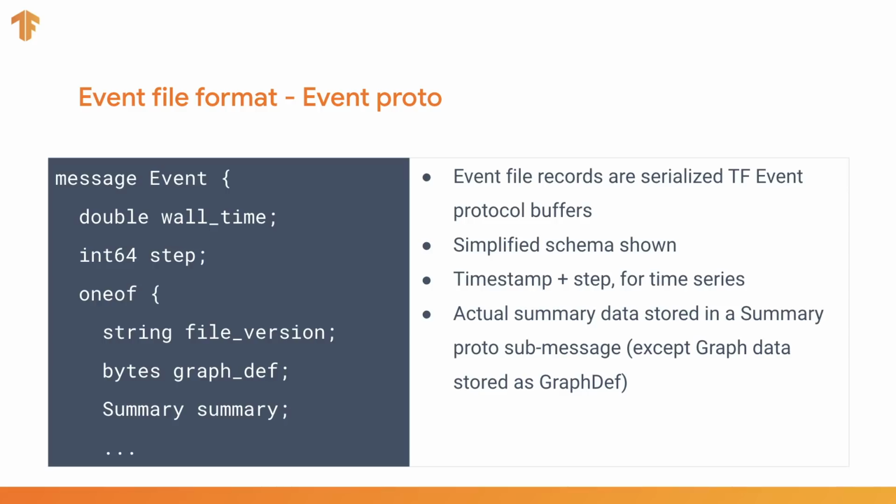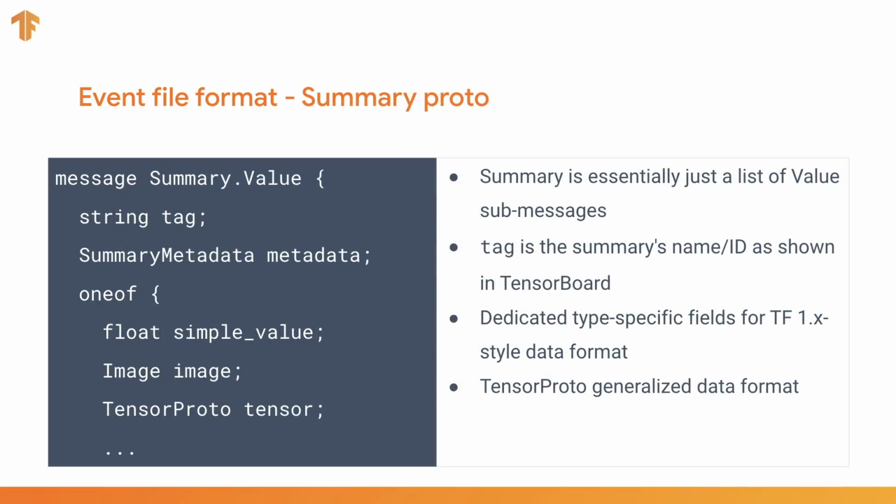We can then look at the summary submessage, which is itself basically a list of value submessages. That's where the actual interesting part is. Each one of these contains a tag, which again, from our overview of the UI, is the name or ID of the summary as shown in TensorBoard. We have metadata, which is used to describe the more generic tensor formats, and then specific type fields, including ones for the original tf1.x, with specific fields for each type. Then there's the tensor field, which can be used with the new tensor-style instrumentation ops to hold general forms of data.